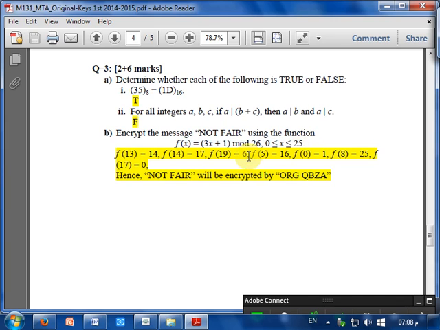Okay. Now here, encrypt the following message, not fair, using the function f of x is equal to 3x plus 1 mod 26, where x takes 0 less than or equal to x less than or equal to 25. It means x will take the value from 0 to 25. You have to encrypt this message, not fair, by using this formula. Now how to encrypt this message?